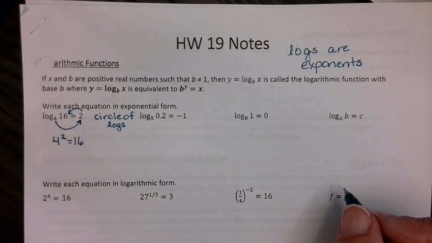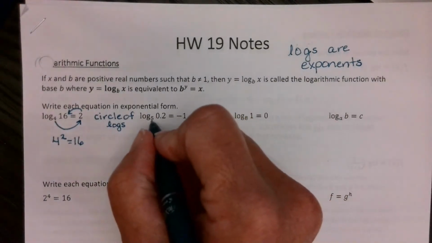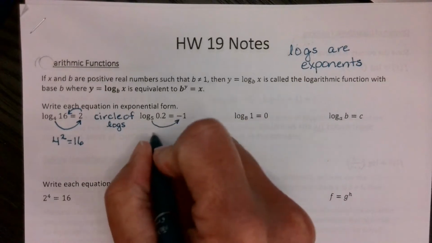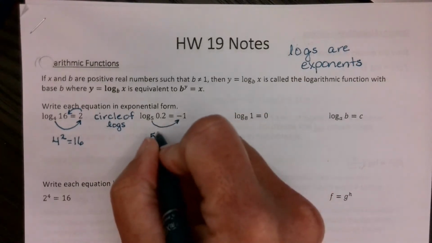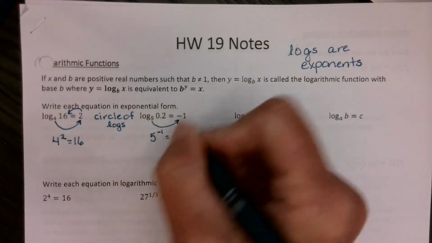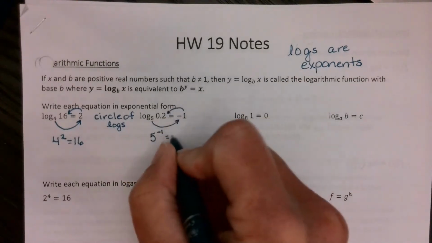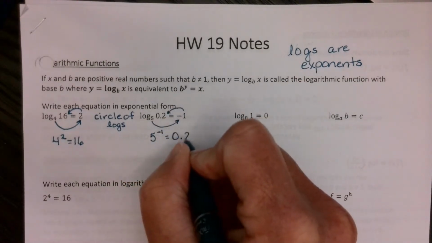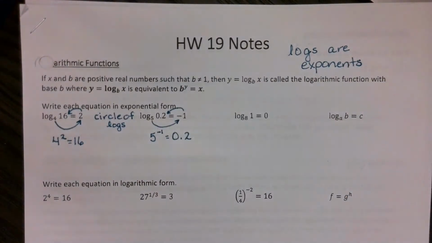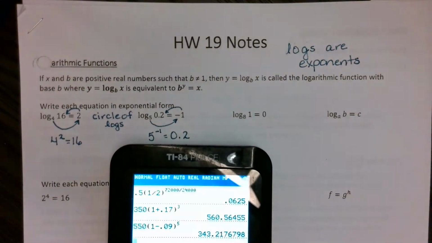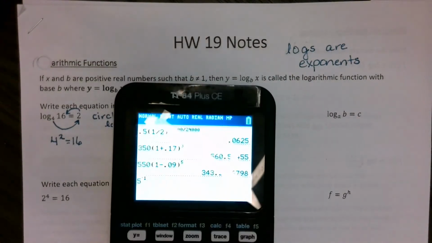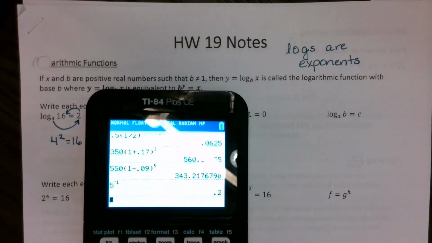This one right here would be 5 to the -1 power equals 0.2. Now, it really equals 1/5, but 1/5 is the same thing as 0.2, even if you did that on your calculator, you'd get the decimal of 0.2.